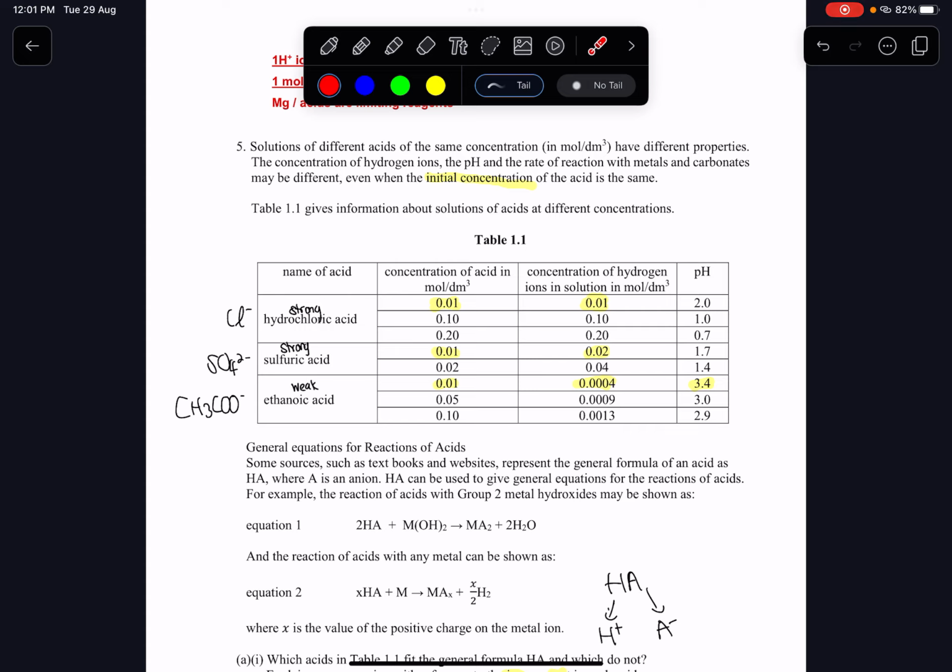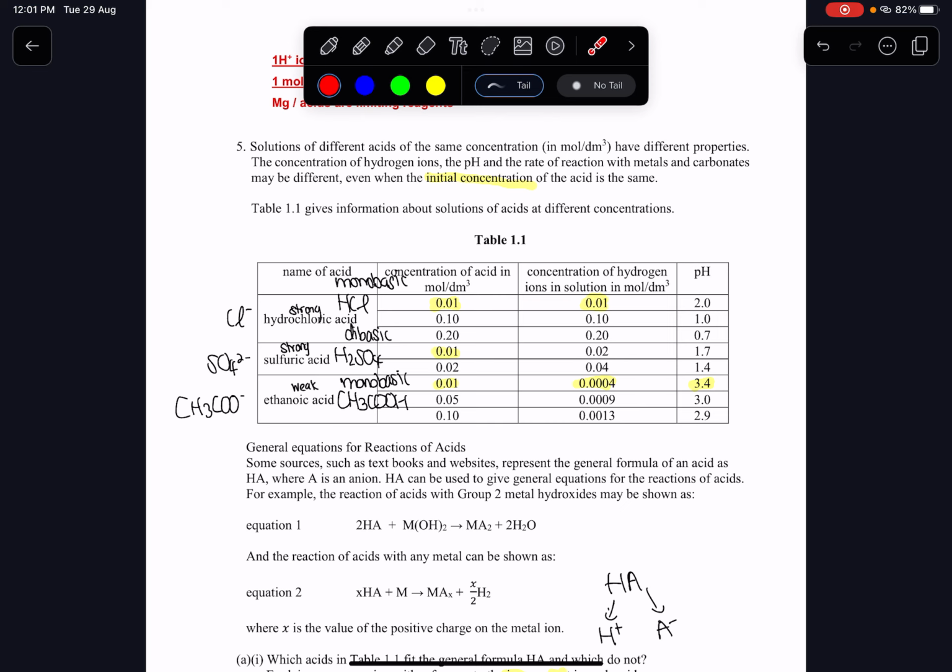So if you notice just now, if you write out the formula of the acids, you will notice that they are all different basicity. Hydrochloric and ethanoic are both monobasic, but sulfuric acid is dibasic. For every mole of sulfuric acid, you will get 2 moles of hydrogen ions, which is reflected here, double that of hydrochloric acid.